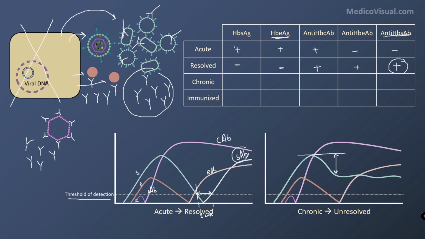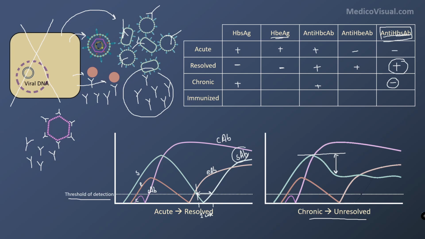So in chronic infection, everything is the same except this thing. So it is a chronic unresolved case. So there will be surface antigen there. I will talk about E antigen later. Then there will be core antibody, and there won't be surface antibody. There won't be any detectable surface antibody in case of chronic infection, right? And now talking about E antigen, it may or may not be present in chronic infection.